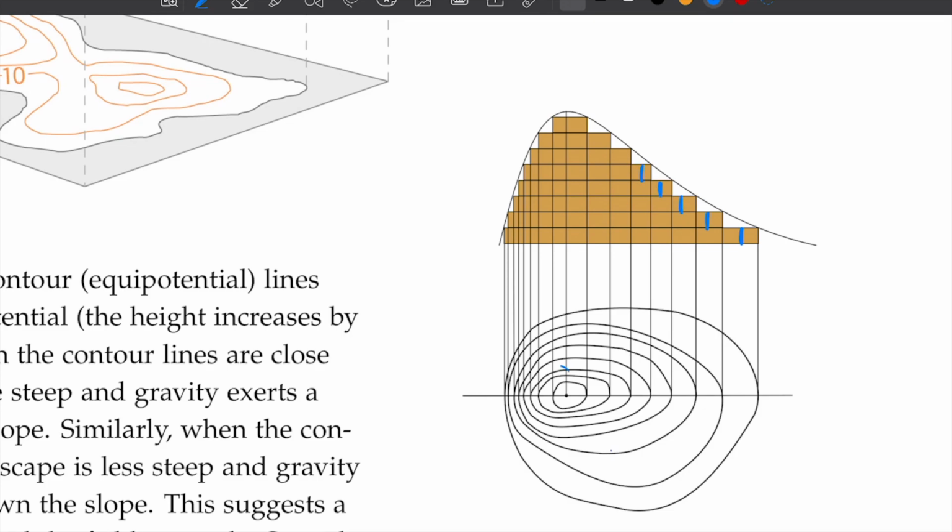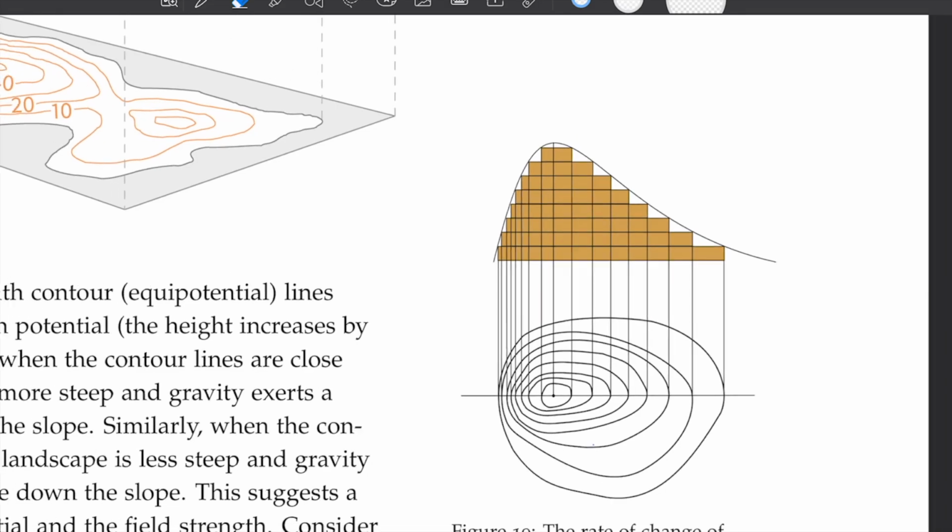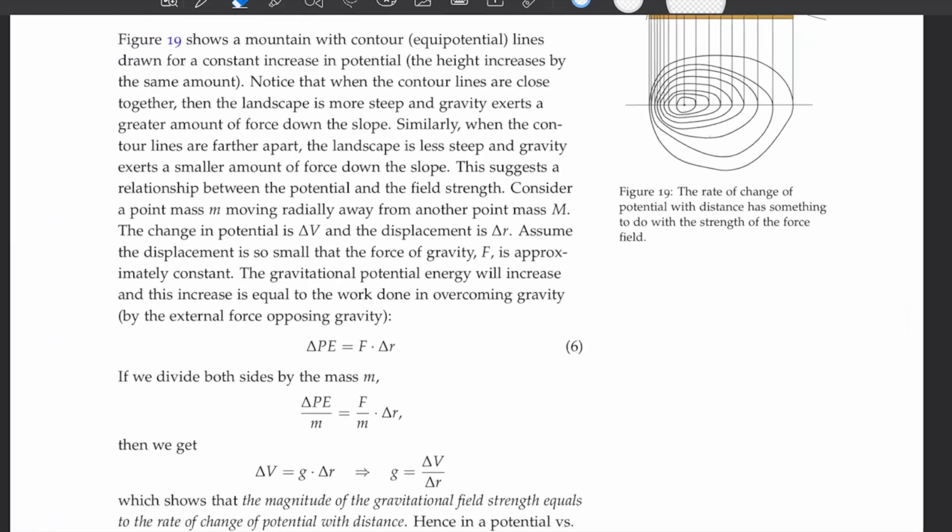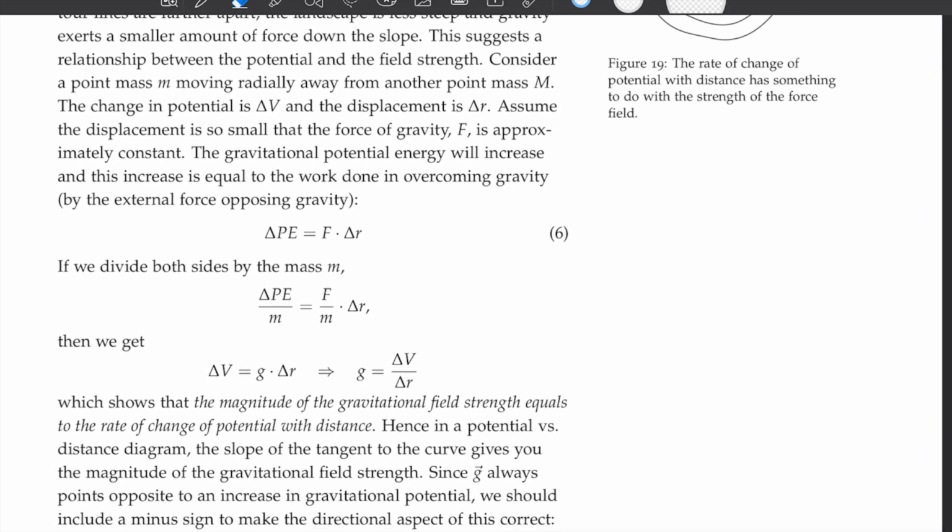Well, you can see when the contour lines, or the equipotential lines, are close together, then the mountain is very steep, and gravity is exerting a large force down the slope there, whereas when the equipotential lines are further apart, then the mountain is not so steep and gravity exerts less force down the slope. So when contour lines are close together, you have a strong force. When they're further apart, then the force is weak. And we can quantify that in the following way.